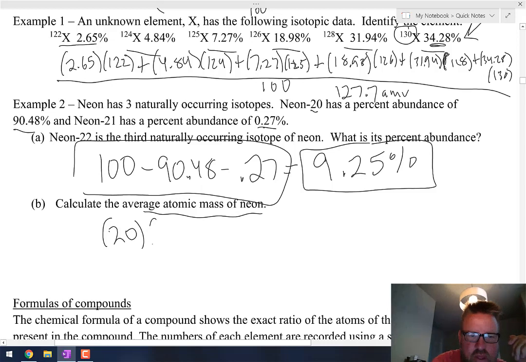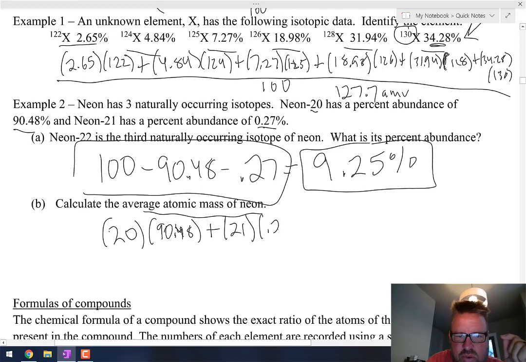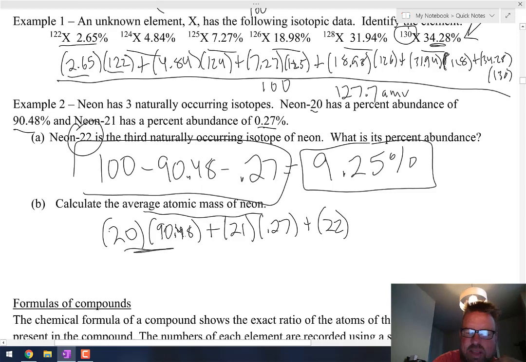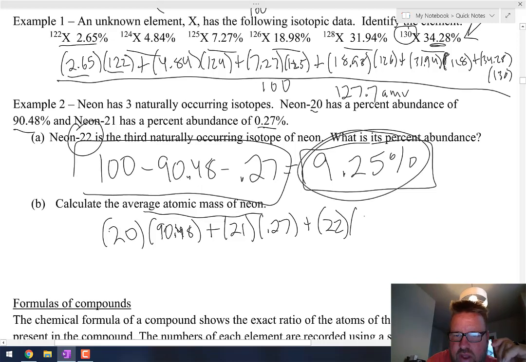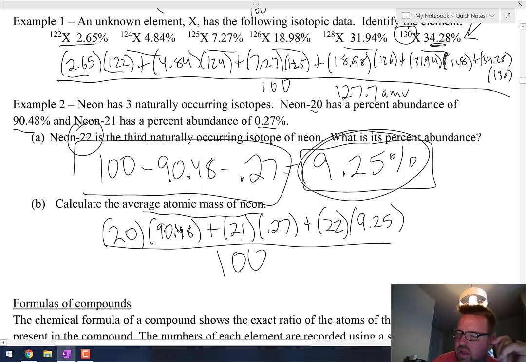So 20 times 90.48. You guys are like, is his handwriting really this bad? Yes, it is. Don't judge me. And then 21 times 0.27. And then the final one is that neon 22. So we're going to take 22. And obviously, remember earlier I did the percentages first and then the masses, but here I'm doing them backwards. It doesn't matter. When you multiply, it doesn't matter. So then 22 times its percent, which we have right here, 9.25. And then we're going to divide by 100.